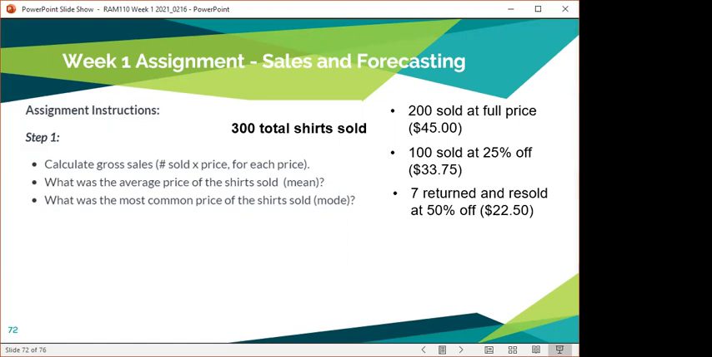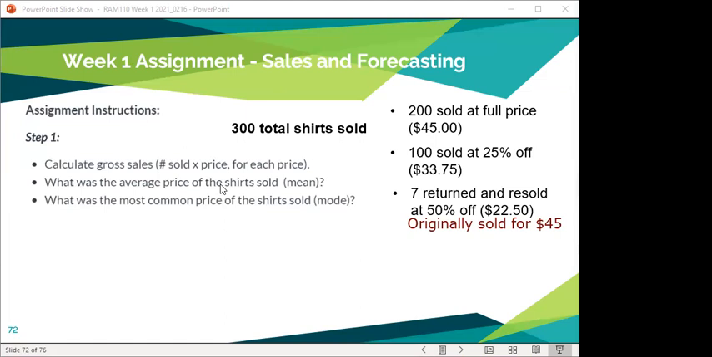Now we're going to make an assumption here, and the assumption is that those 7 shirts that were returned were originally sold at full price. So let me just mention that here. So originally sold at full price. Okay. So the 7 returned shirts were originally sold at full price.